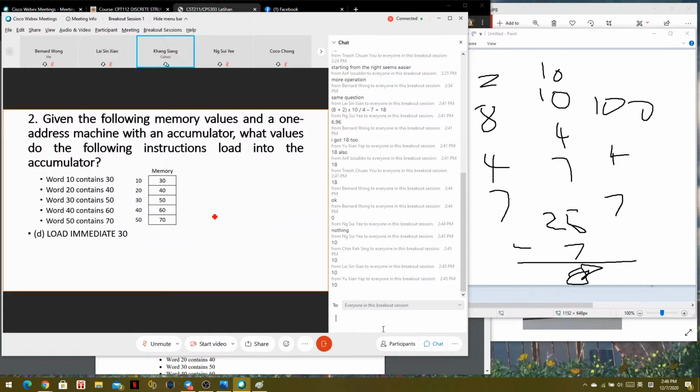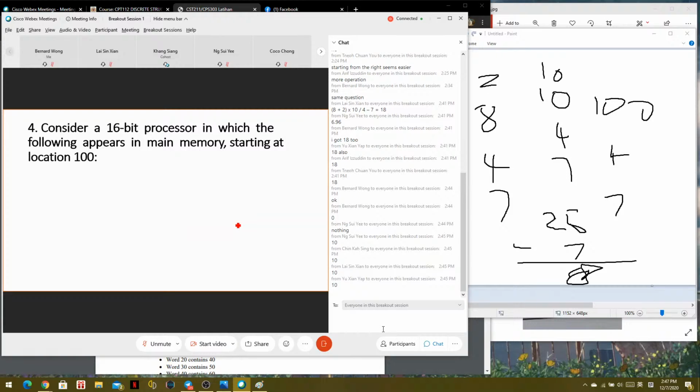So the next one, load immediate 30 means 30. Then load direct 30 means that direct is 1 time, right? So if you draw this, 1 time point here, then it's 50. Then load indirect 30, point here, and then point another time, 70. I think it's straightforward, so not much to take care of.